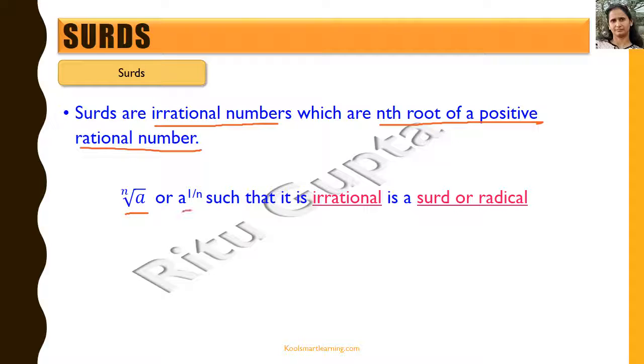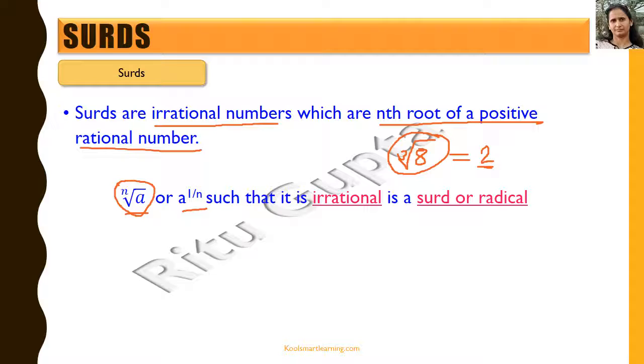A raised to power 1 by n, or nth root of a. So this is called a surd if it is irrational. So the important condition here is that this number has to be irrational. Supposing we write a number of the type cube root of 8. Now since this is equal to 2, which is a rational number, cube root of 8 is not a surd.